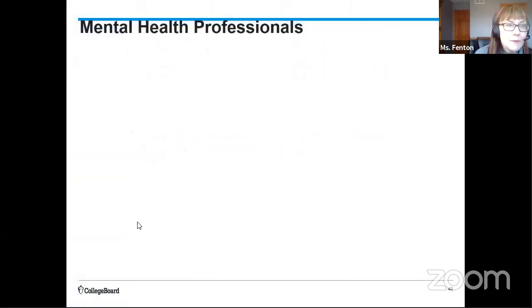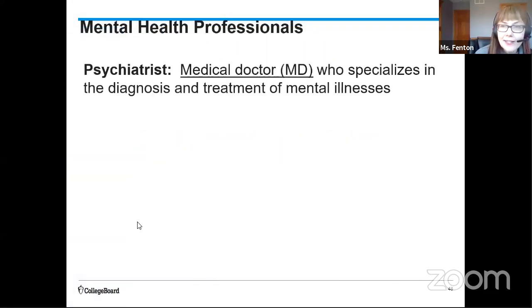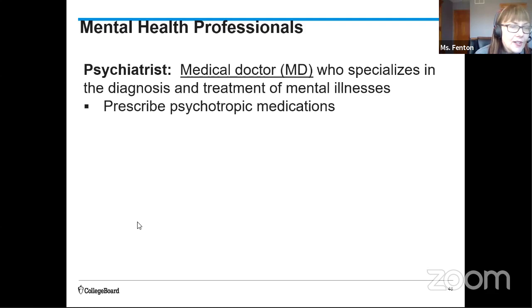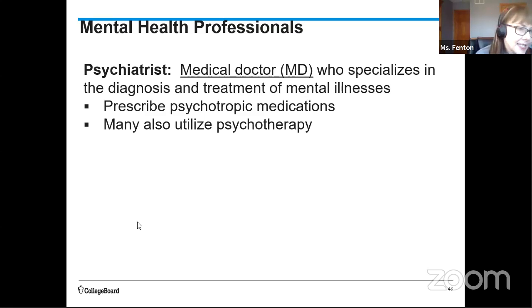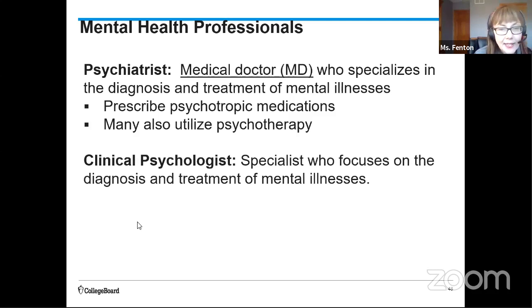But I want to start with mental health professionals, separating these out. So first of all, you have a psychiatrist, and they're unique because they have a medical degree. So this means that they are able to prescribe medications, and they also may utilize psychotherapy. So an individual with schizophrenia might see a psychiatrist for medication management and potentially therapy, but they might also see someone like a clinical psychologist who specializes in diagnosing and treating mental illnesses.